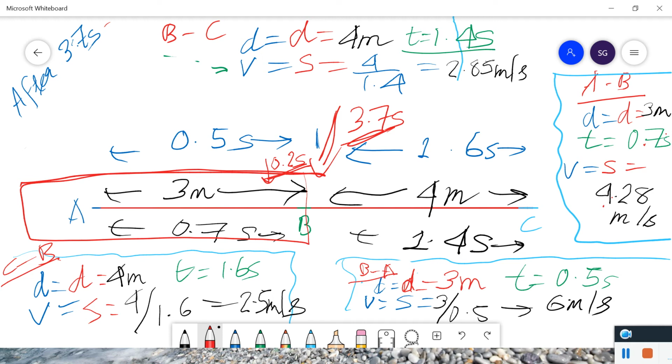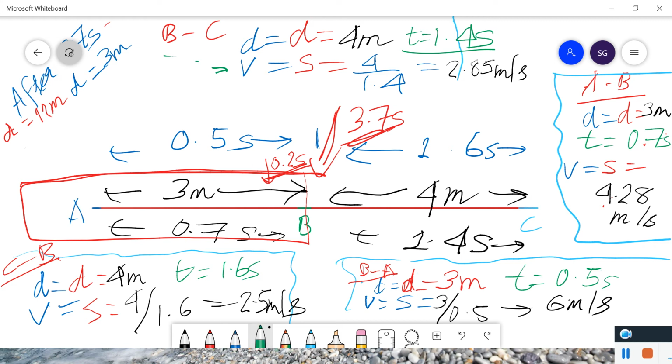Distance will be 11 meters, and displacement would be, so simple, displacement would be 3 meters. Okay, what happened? Yeah, displacement will be 3 meters. Now what to do?